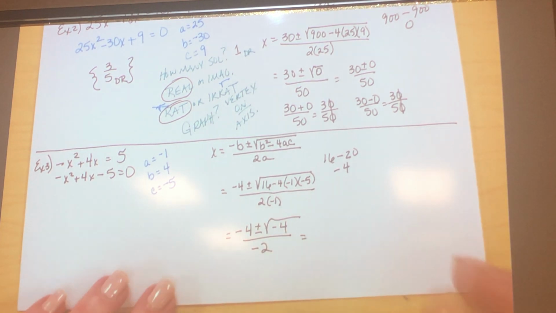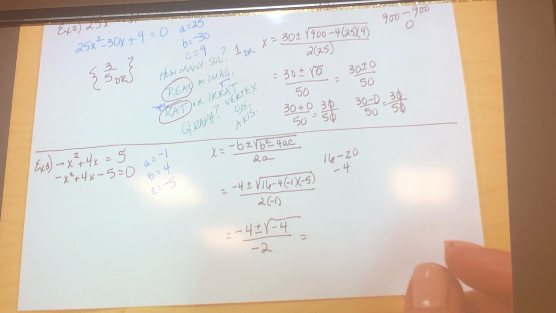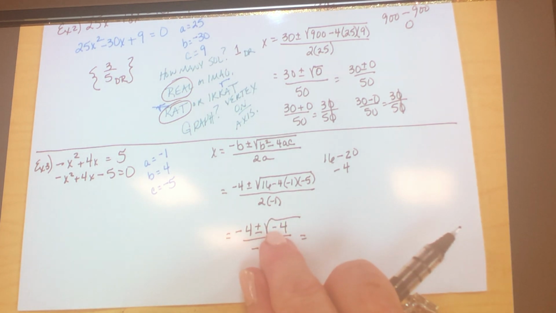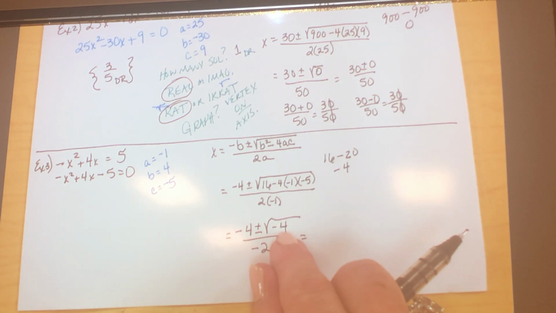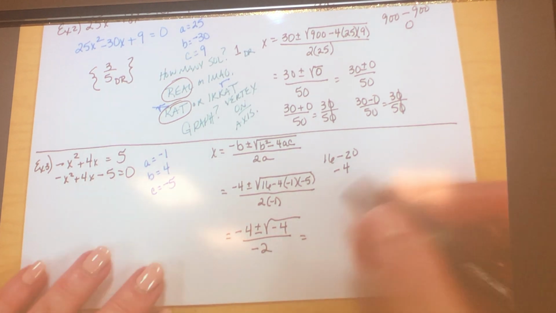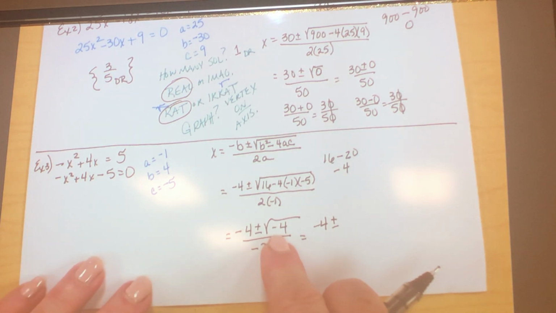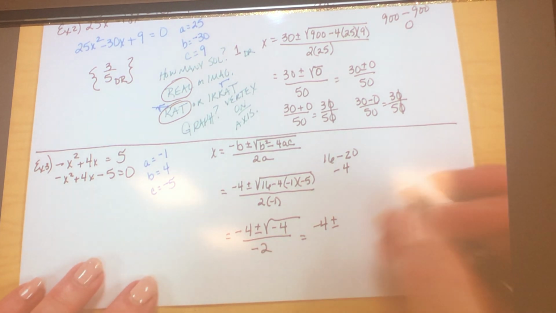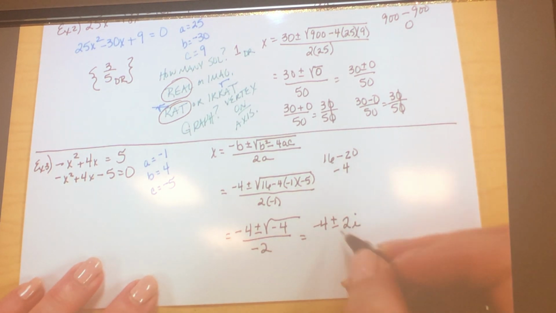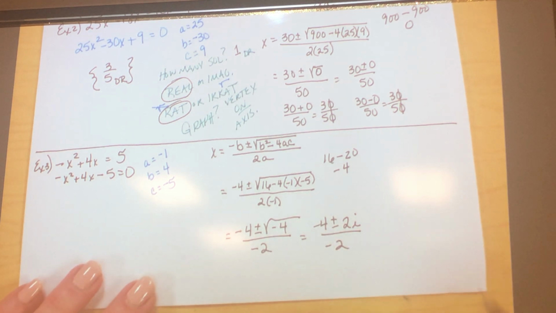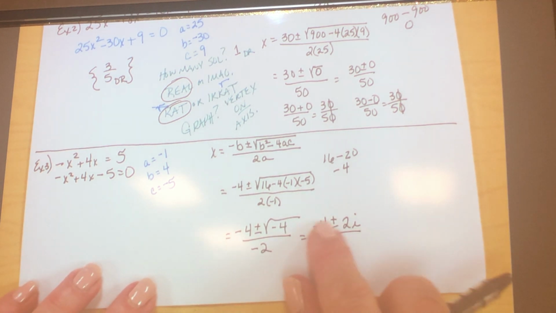Okay, so let's go. We got some work to do, you agree? First of all, there's a negative under the radical. That's totally illegal. And my number under there can be simplified. So -4 plus or minus, what's the square root of -4? 2i. Okay? 2i, all over -2.